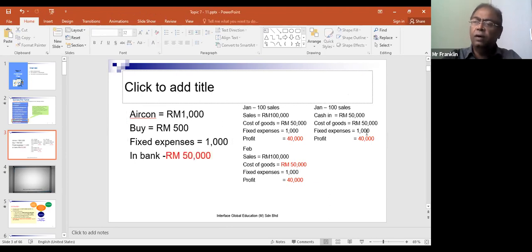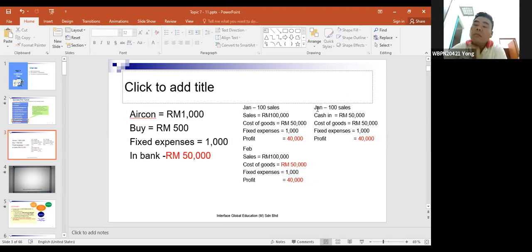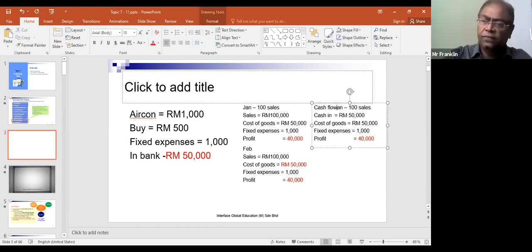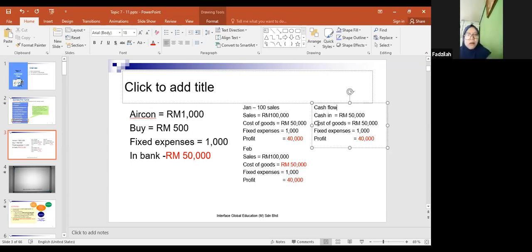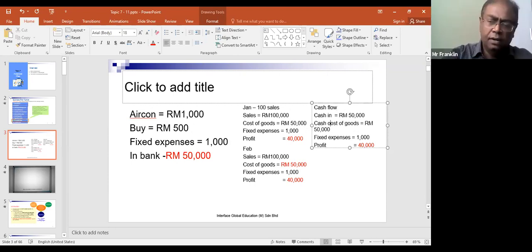So now in January, we are looking at cash flow. This is the cash flow statement. Cash in is 50,000. How much do you pay out? Cash out, also 50. I paid the supplier, right? No, actually 51,000. Do you remember?